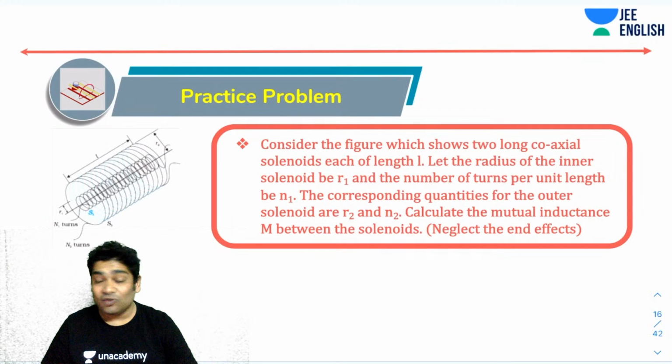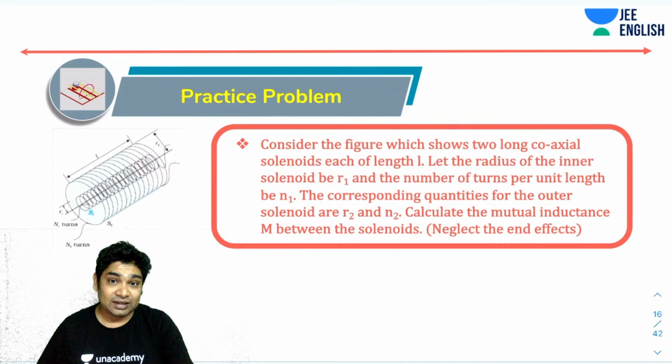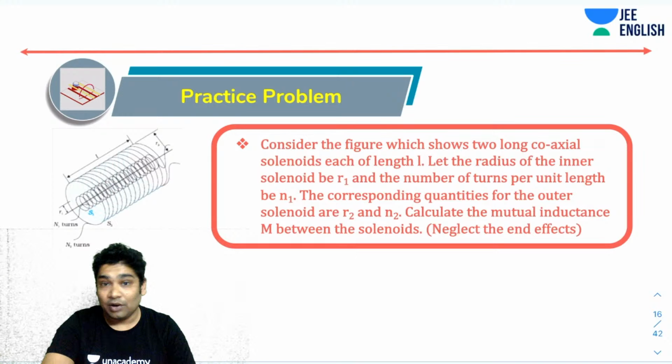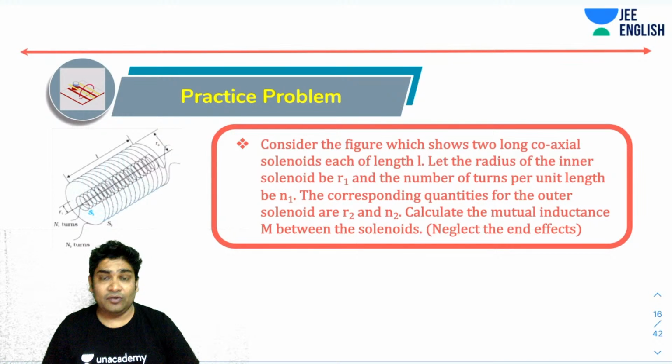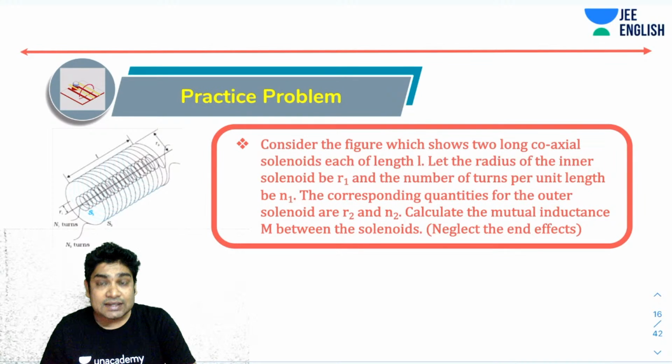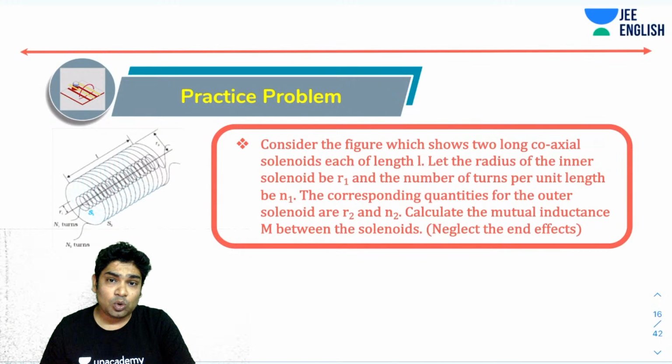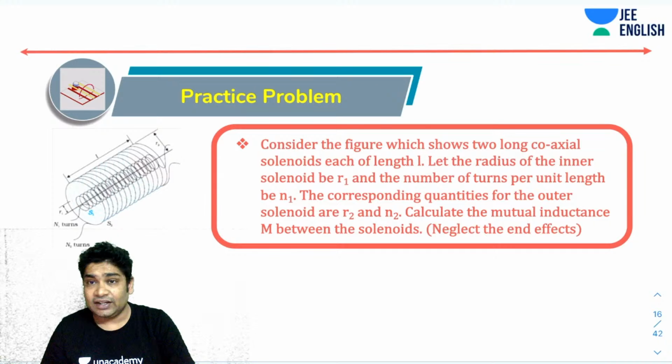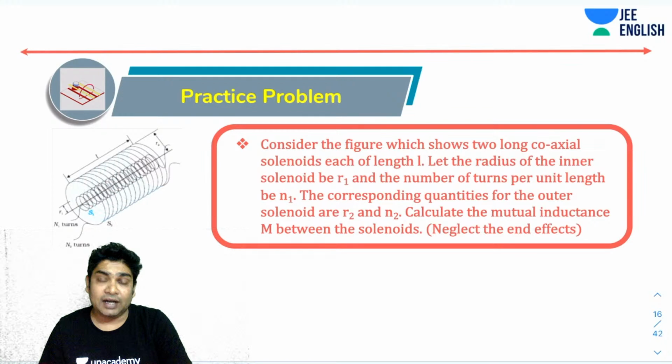Okay, so let's move forward and let's see how we would calculate the coefficient of mutual induction, how you would go about that. So here is an example where you have been presented a situation. Consider the figure which shows two long coaxial solenoids, each of length L. Let the radius of the inner solenoid be R1 and the number of turns per unit length be N1. Now the corresponding quantities for the outer solenoid are R2 and N2. You have to calculate the mutual inductance coefficient M for these two concentric solenoids. So how do you do that?